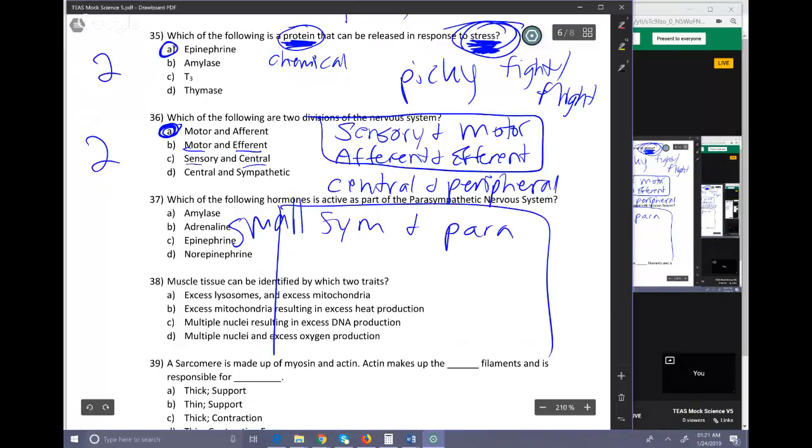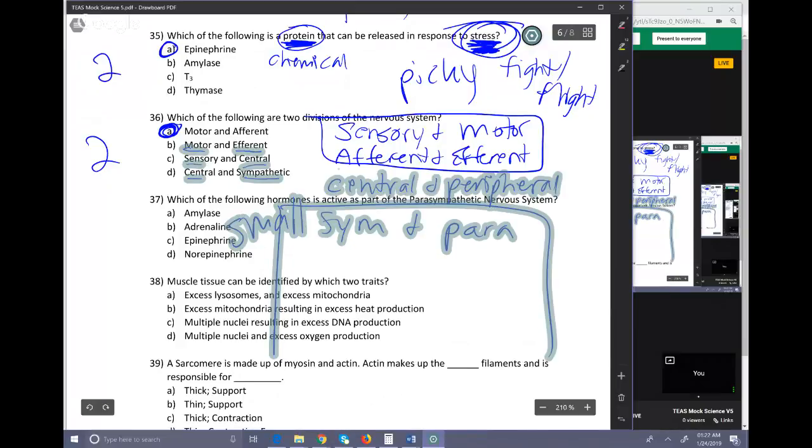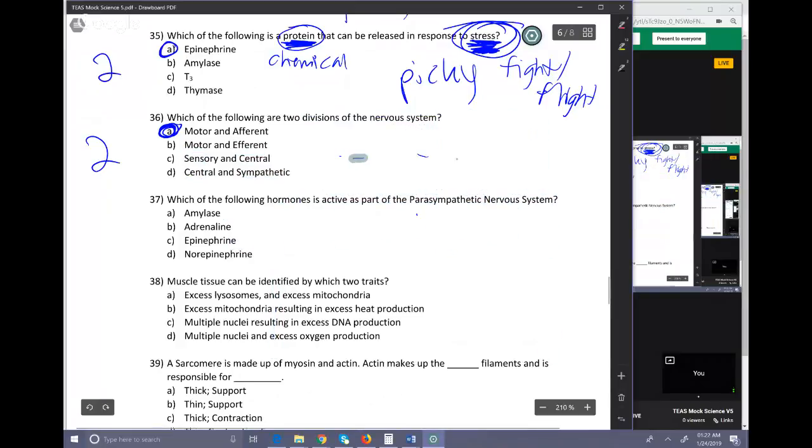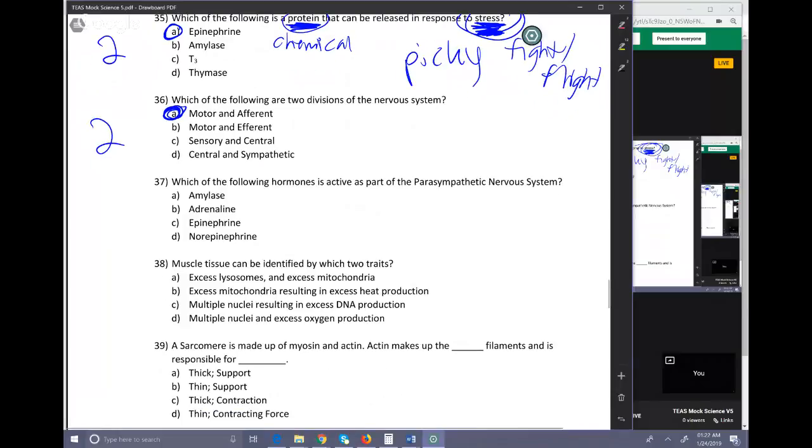Sensory and central cannot be paired. Central refers to brain and spinal cord. Sensory refers to sensory. They are not two halves of a whole. Central and sympathetic are two different levels of organization. So the only one that has two appropriate halves to a whole is A. They definitely do that whole mispairing, misnaming thing. I haven't seen them do it with efferent and motor, or afferent and motor, but they definitely do the misnaming thing. You want to be prepared for that on every level, and you want to make sure you know that motor, sensory, afferent, efferent, all of that is fair game for them to use for divisions.